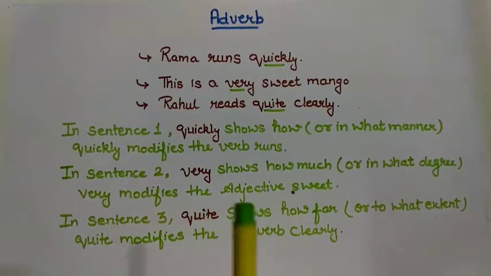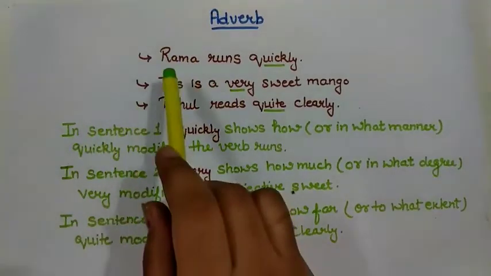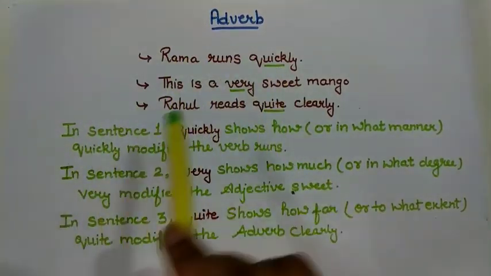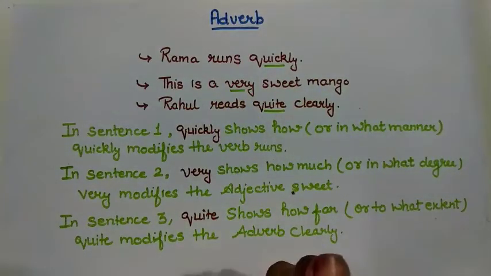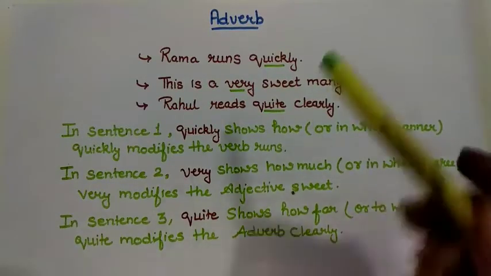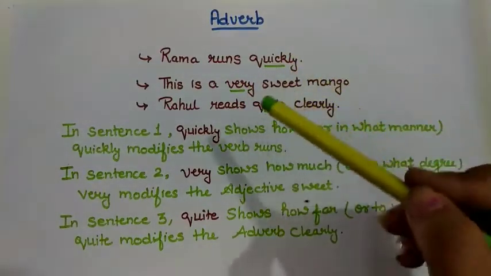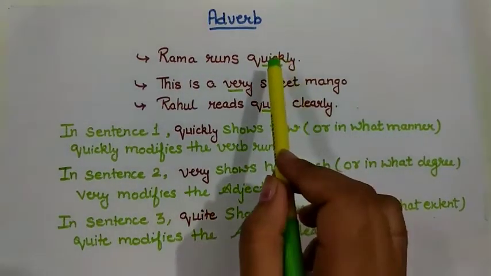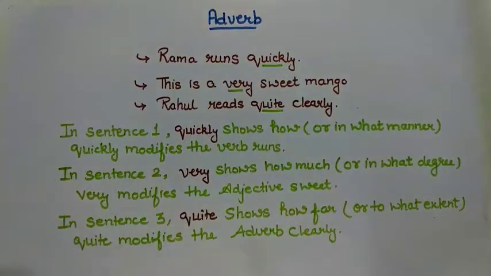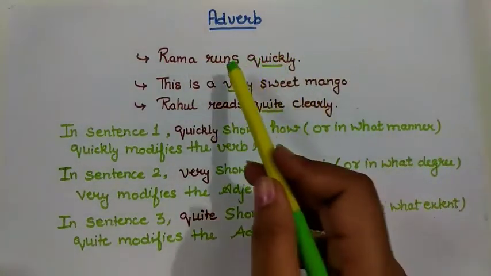To understand adverbs, let us read a few sentences. First sentence is: Rama runs quickly. Next one is: This is a very sweet mango. And the third sentence is: Rahul reads quite clearly. Now, can you see the underlined words? In sentence 1, quickly shows how or in what manner. Here, I have used quickly for running. Here, quickly is modifying the verb running, or the verb runs.